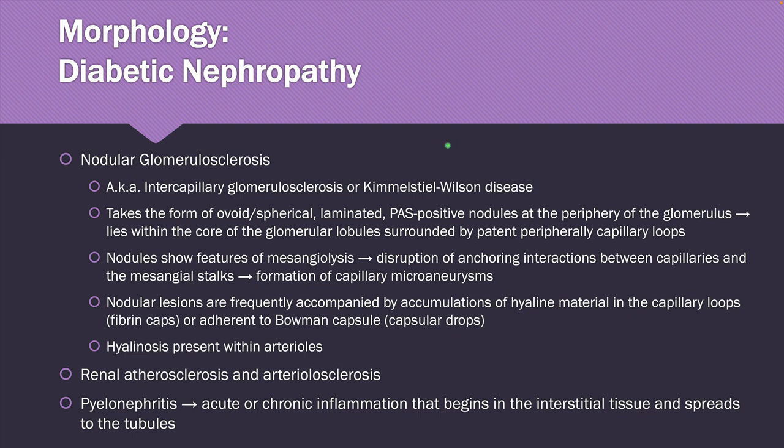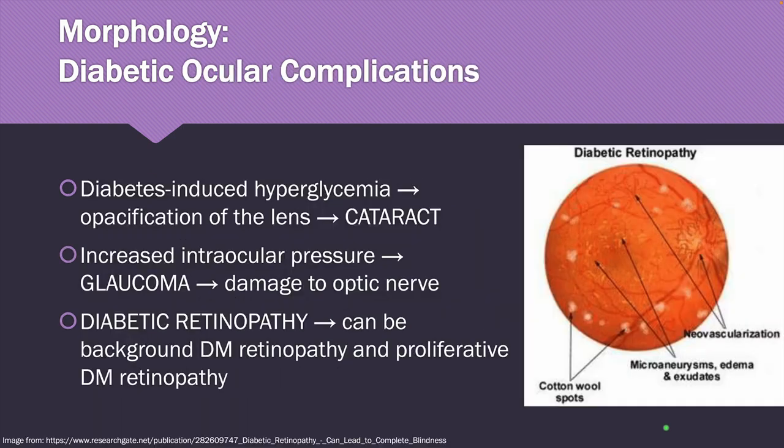Within the arterioles, you may be able to see hyalinosis. So, meron kang hyaline material as well that you can see in the capillary loops or in the Bowman's capsule mismo. Other findings sa kidney, as I mentioned earlier, renal atherosclerosis and arteriolosclerosis, and then your pyelonephritis as well. So, especially chronic pyelo, this is common na finding. So, yung mga combination of findings na to, if you're just given an autopsy, walang history, you may suspect DM in your patient. For the eyes, you may have cataract formation dahil nga sa sorbitol accumulation.